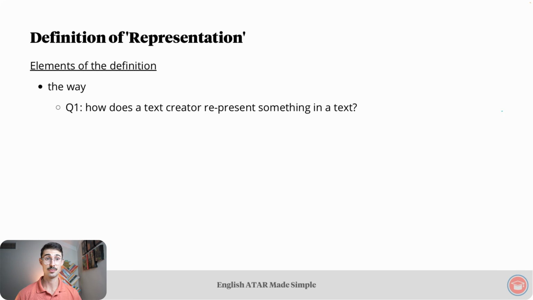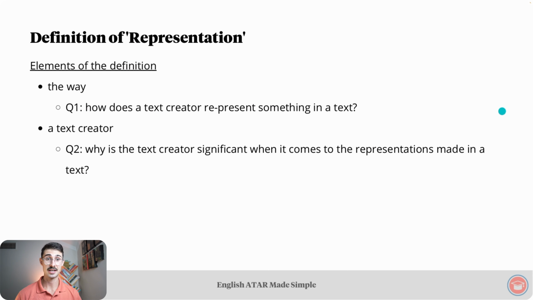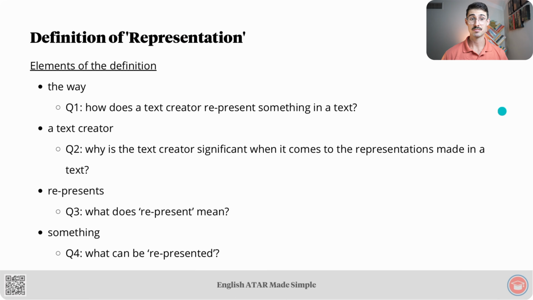The first one is the way. This requires us to answer the question, how does a text creator represent something in a text? The second element is a text creator. The related question is, why is the text creator significant when it comes to the representations made in a text? The next element is represents. This question is, what does represent mean? And the final element is something. The related question is, what can be represented?